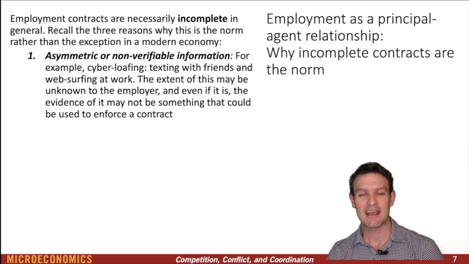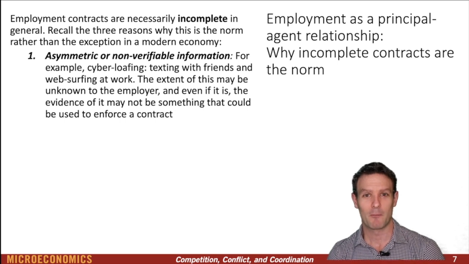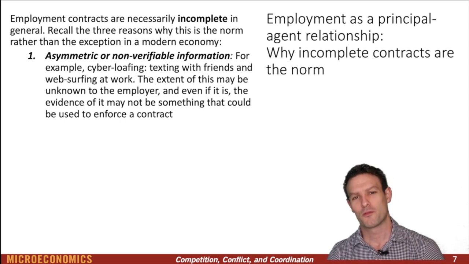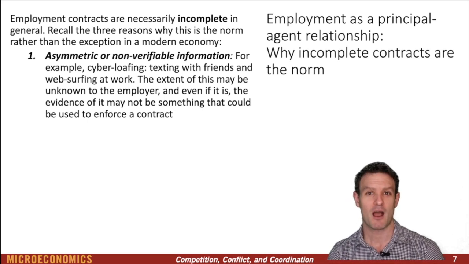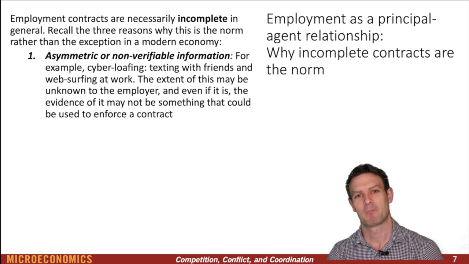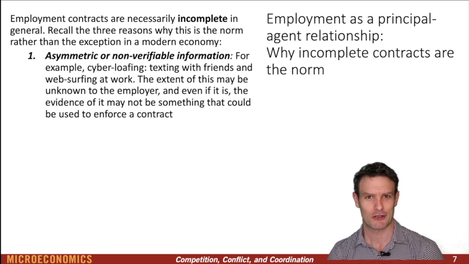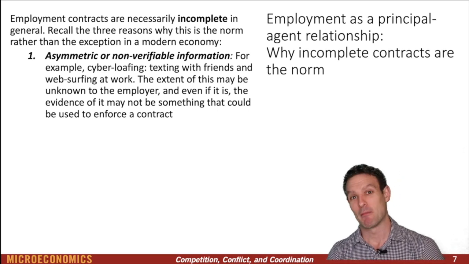So firstly, asymmetrical non-verifiable information. Thinking about this, we've got this idea of cyberloafing, so texting with friends or surfing the web while you're at work. Now, think about that the extent of that may be unknown to the employer, and even if it is, the evidence of it may be hard to take to a third-party enforcer or to enforce in a contract. Right, so that's one aspect.